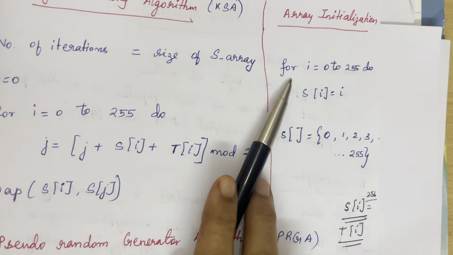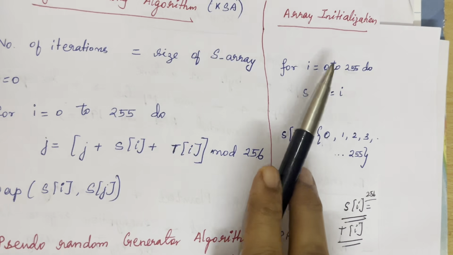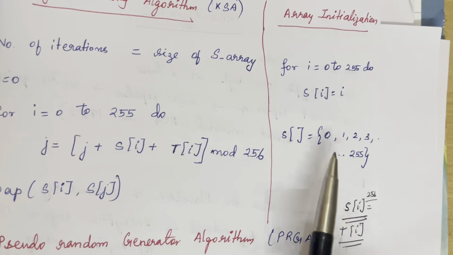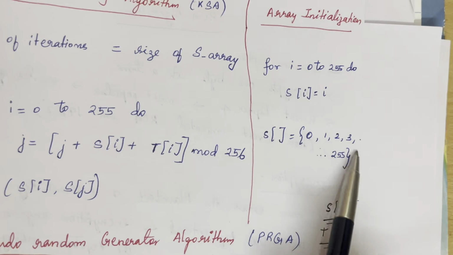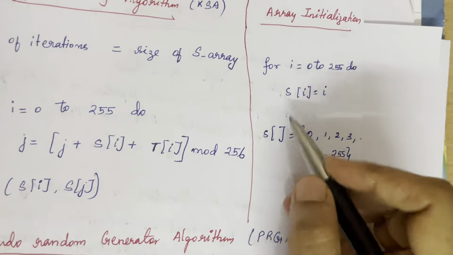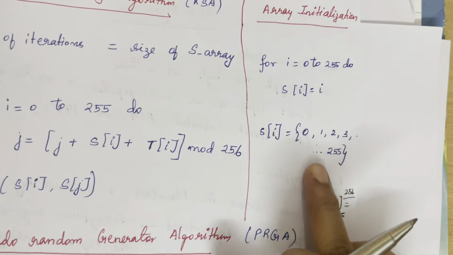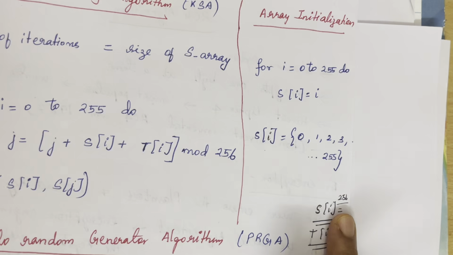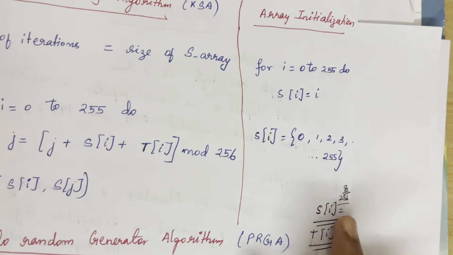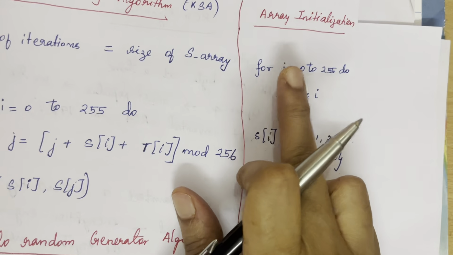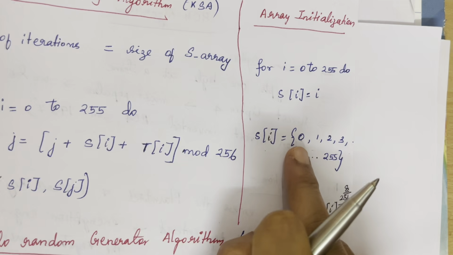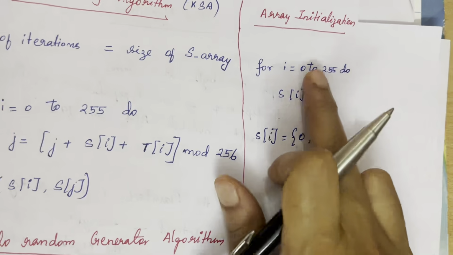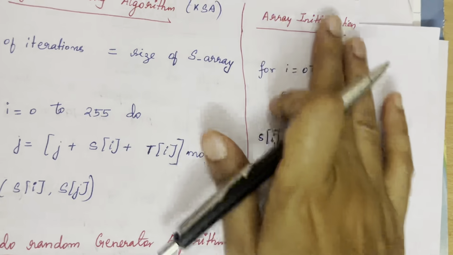We write this iteration as: for I equal to 0 to 255, so it is 256 iterations. We initialize S of I to I, so for every value of I we store the same value. S of I will be 0, 1, 2, 3, and so on up to 255. This is how we initialize the state vector. Suppose the state vector size is 8; then we write for I equal to 0 to 7, and we get 0, 1, 2, 3, 4, 5, 6, 7. Suppose the size of the state vector is 4; then the iterations will be 0 to 3. This is how we initialize it.